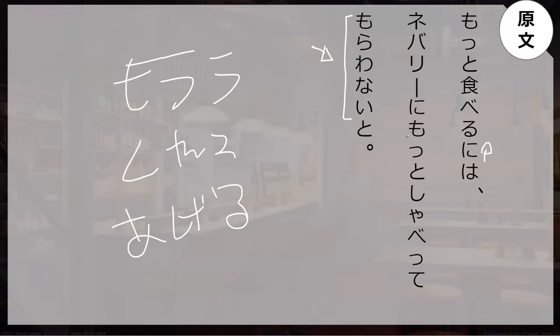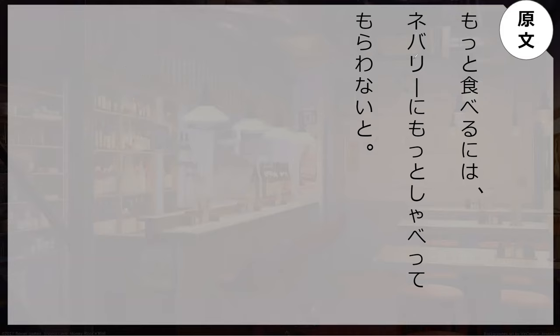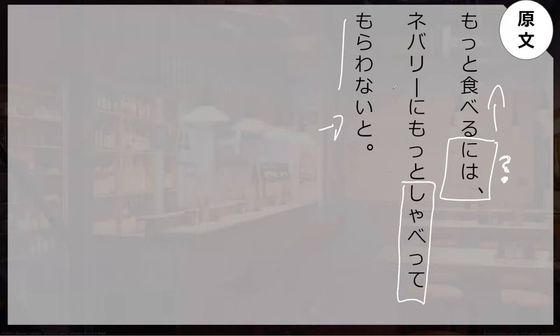So neburi. Here motto comes up twice, once in the first part and once in the second. So the more he talks, the more I get to eat. That's basically what it's saying. Literally, we have niwa, do you remember what niwa translated as? In order for me to eat more. Yes. I have to morau. I have to receive something from neburi. I have to receive shabete, motto shabete, from neburi. Right. I have to converse just some more.